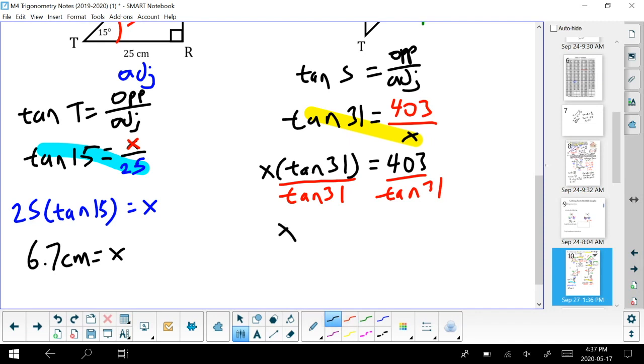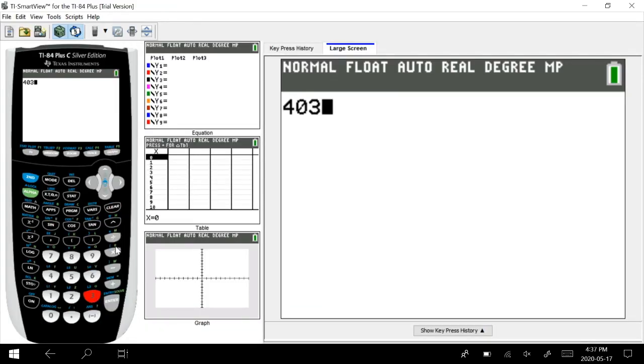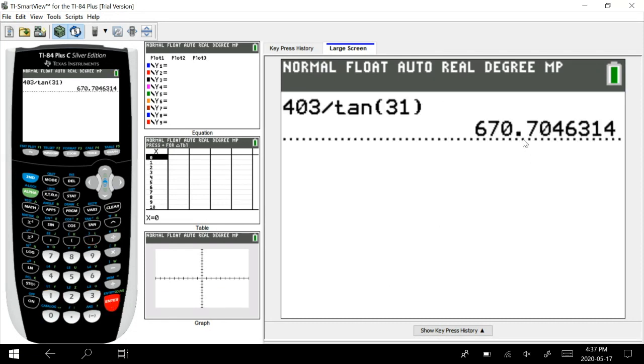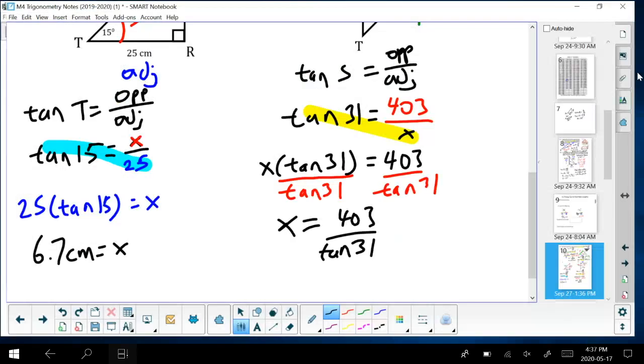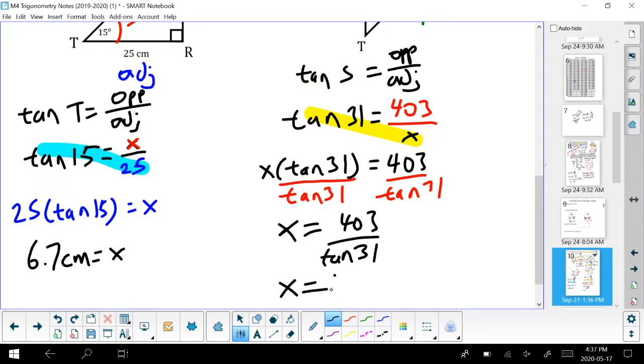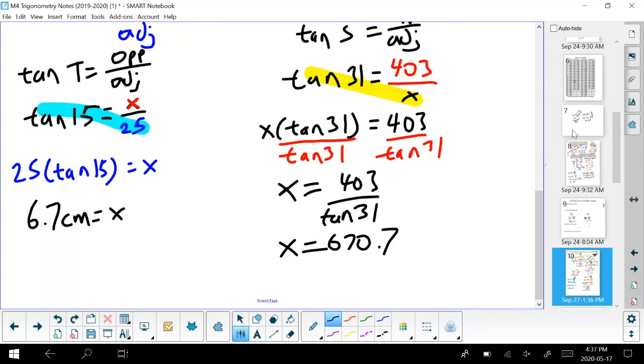So when that's all said and done, we get x is equal to 403 divided by the tangent of 31. So 403 divided by the tangent of 31 gives us 670.7. And this one happens to be in millimeters.